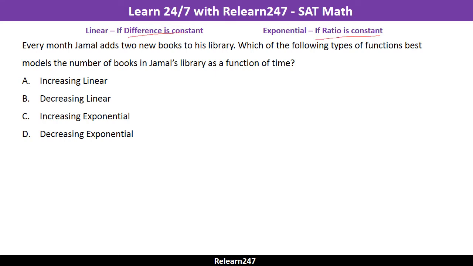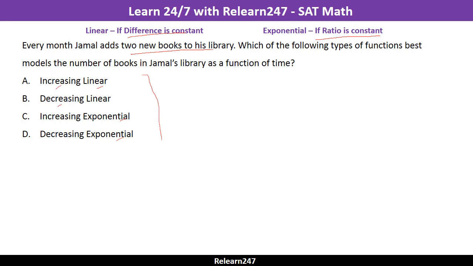So every month Jamal adds two new books to his library. Every month he is adding two new books to his library. Which of the following types of functions best models the number of books in Jamal's library as a function of time? So what we need to identify is whether it is a linear relationship or an exponential relationship.